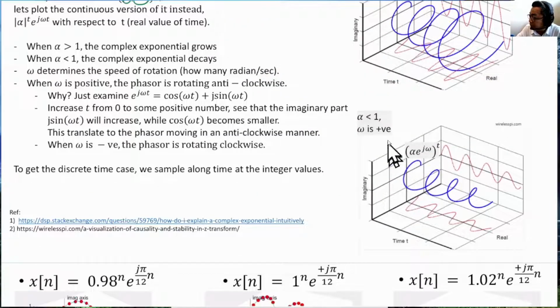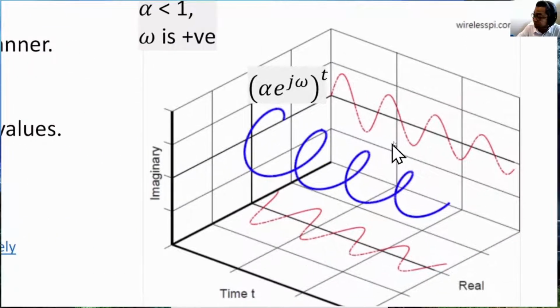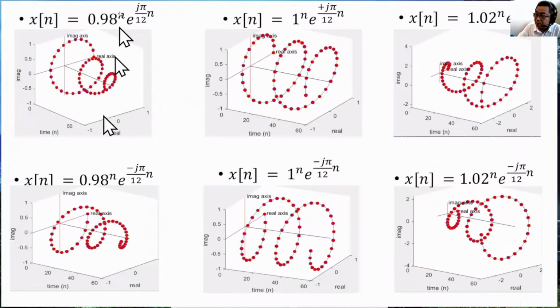Now, what about when alpha is less than 1? Then, of course, we will have a decaying exponential. So the exponential is now decaying as time increases. So we'll plot z to the power of n, where we have different magnitude and different omega. So here I have magnitude less than 1, so I am seeing a decaying complex exponential. It's rotating anti-clockwise because omega is positive.